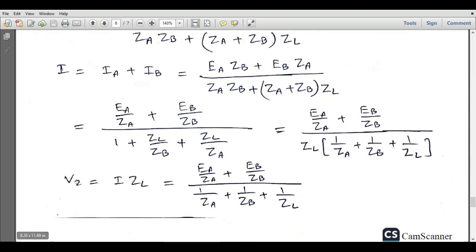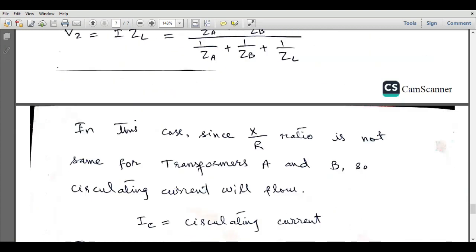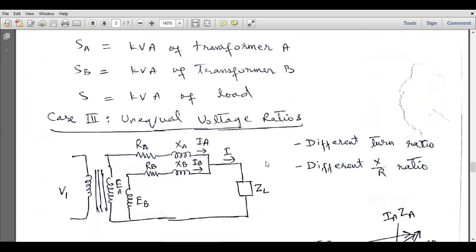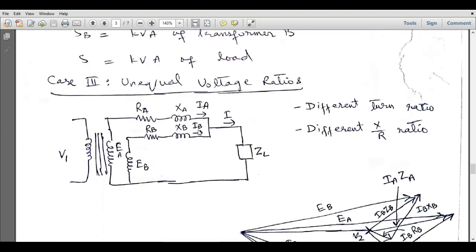So the secondary voltage V2 can be calculated by V is equal to I times ZL. So when we multiply I with ZL, this will cancel out, and we will get this expression for the secondary voltage. In this case, the X over R ratios are not the same for both transformers. So there will be a circulating current, which we have to calculate somehow. In order to calculate the circulating current, we have to run this combination of transformers at open circuit condition.